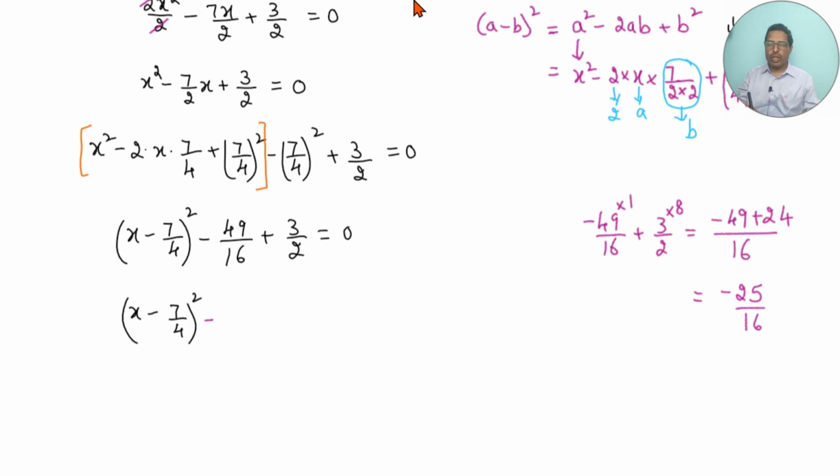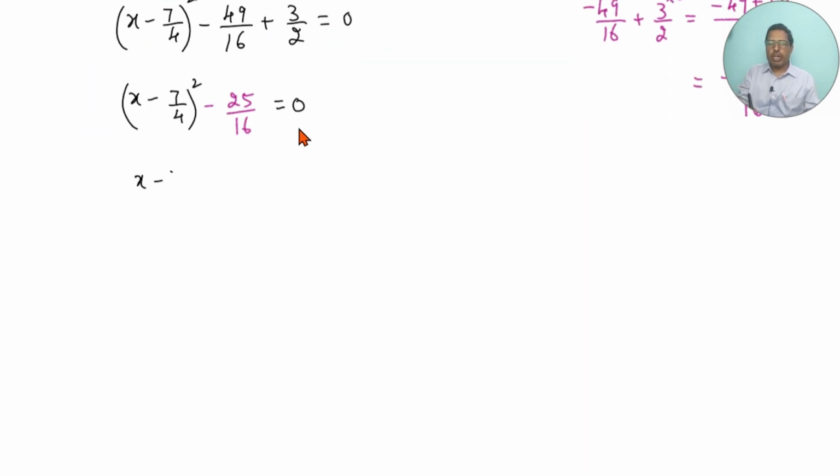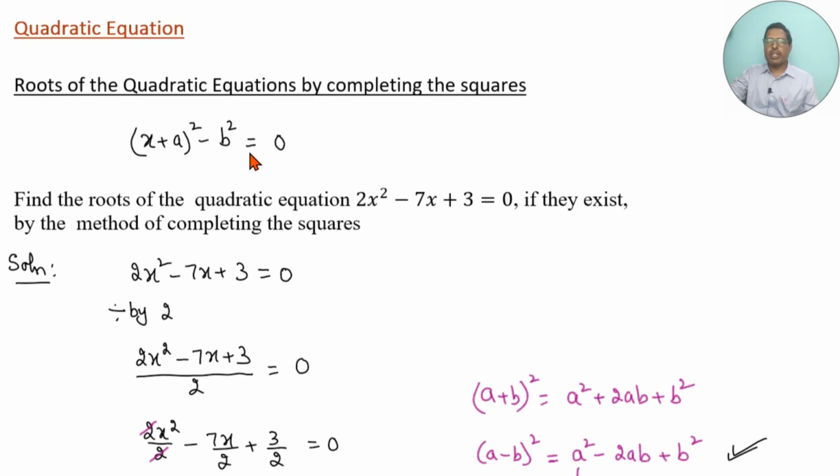So let us put the value over here: (x − 7/4)² − 25/16 = 0. Or can I express this as (x − 7/4)² − (5/4)²? 5 square is 25 and 4 square is 16, equals 0. As I told you, you have to express it in the form (x + a)² − b².